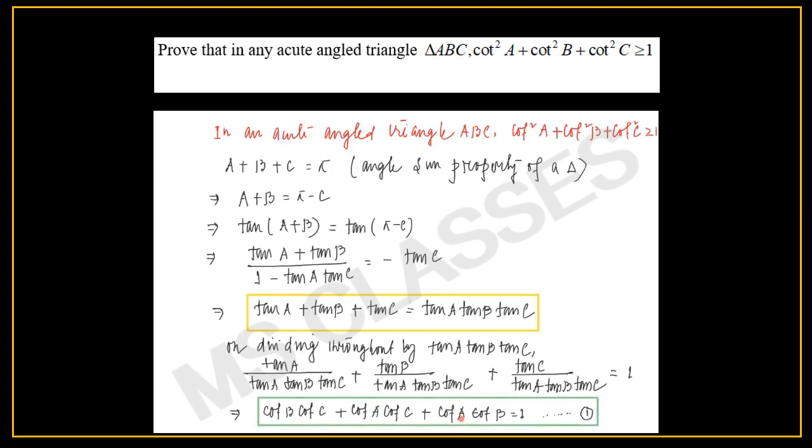Even we can use this result directly also for this type of cases. Now we have to show cot square A plus cot square B plus cot square C greater than or equal to 1. So even we can start it in this way, that we have cot square A plus cot square B plus cot square C minus 1. Because if we can show that this is greater than or equal to 0, it is non-negative, then we are done. Now we can just substitute the value of 1.